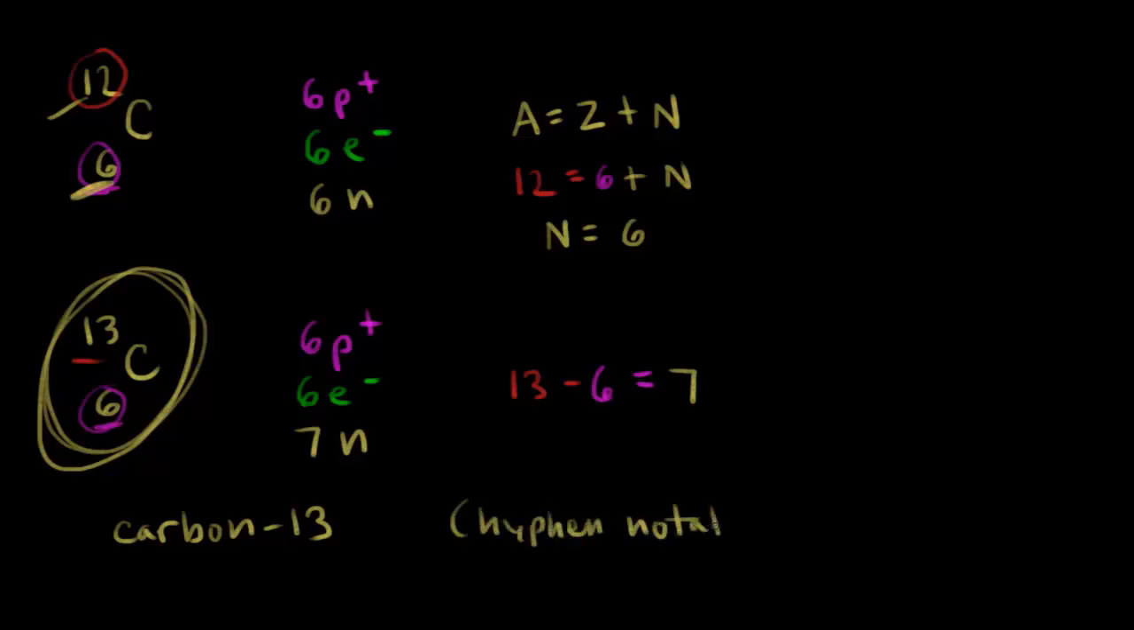All right, let's do one more example here. Let's do one that looks a little bit scarier. So let's do uranium. So U is uranium. The atomic number of uranium is 92. The mass number for this isotope is 235. So how many protons, electrons, and neutrons in this atom of uranium?